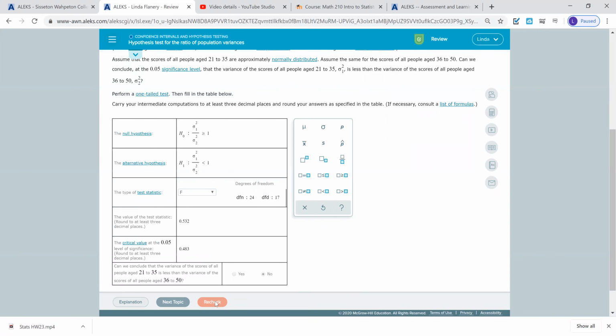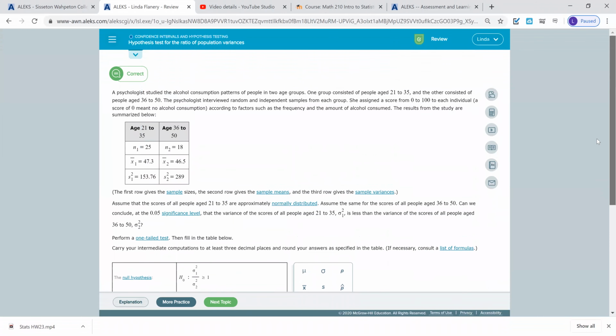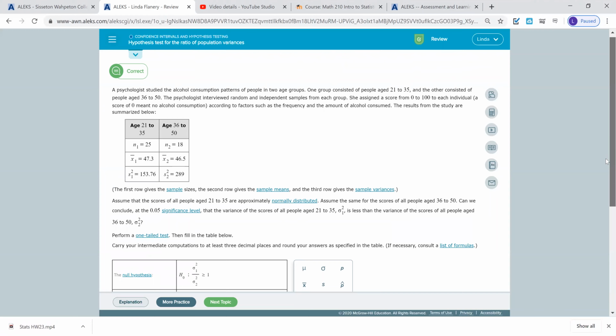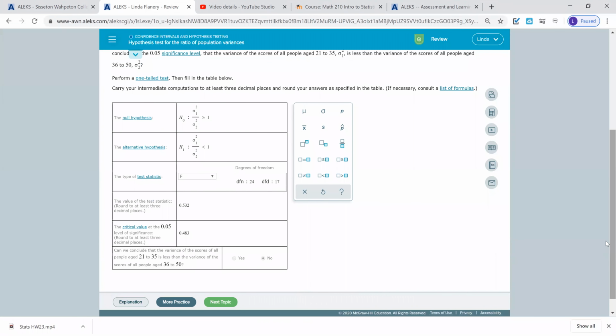I'm going to check that there, and we can see that we are correct in our assumptions. I am going to stop the video here and find one that is a two-tailed test so I can do another example on a separate video.